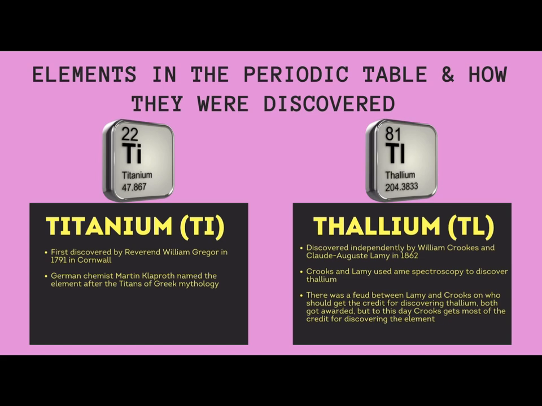Then, in 1797, he heard about Gregor's earlier discovery and found out that it also contained the element he had discovered, titanium, after obtaining a sample of manacanite.